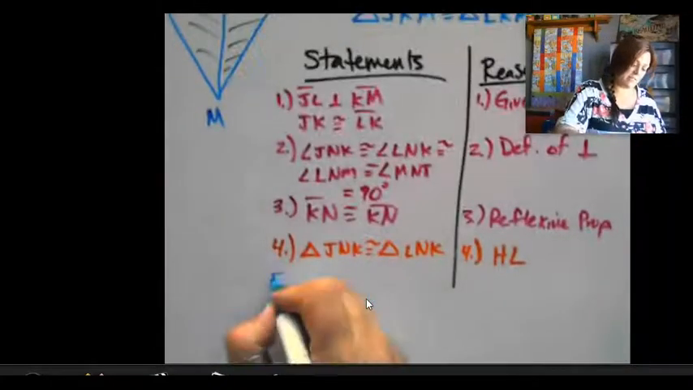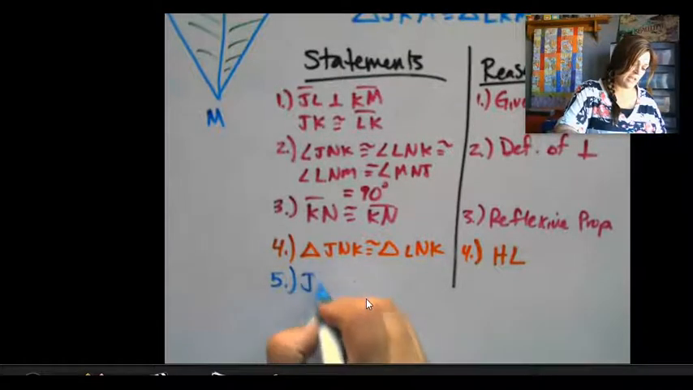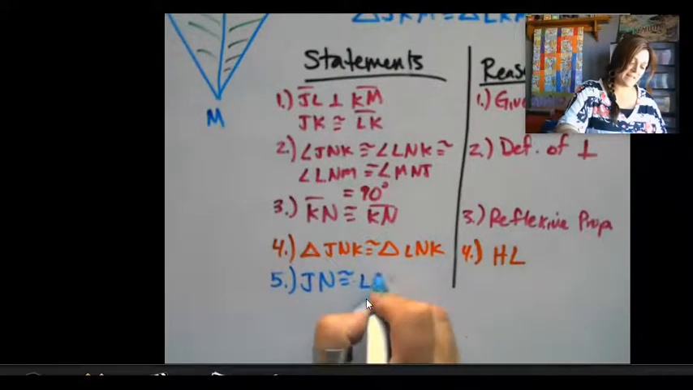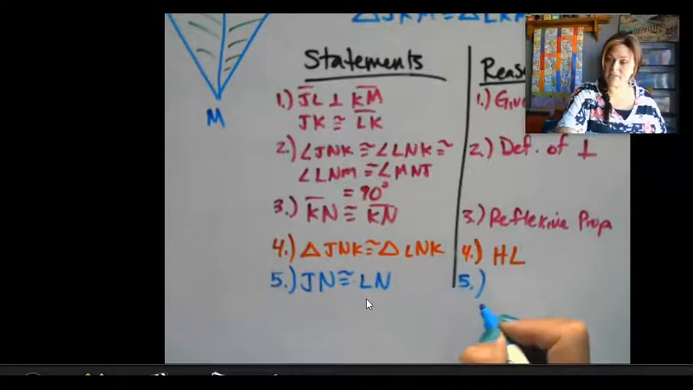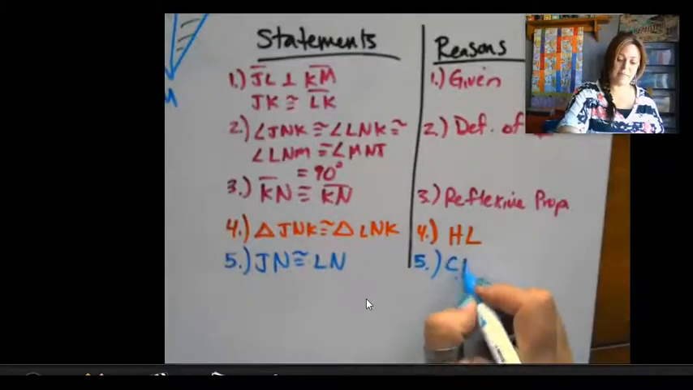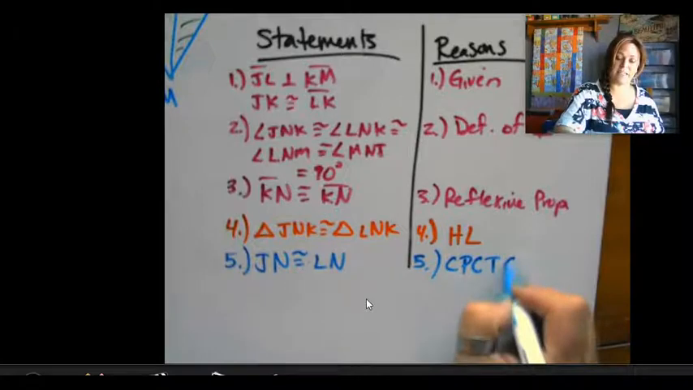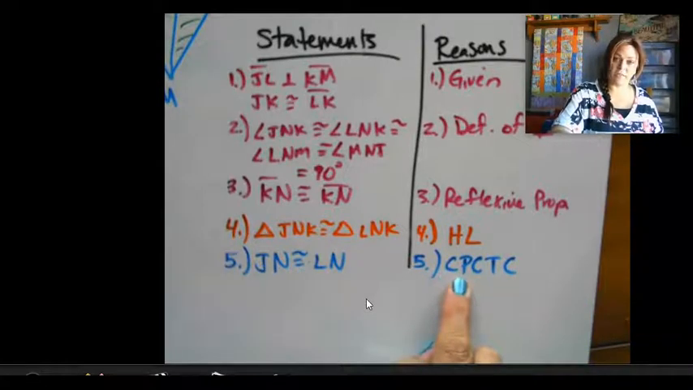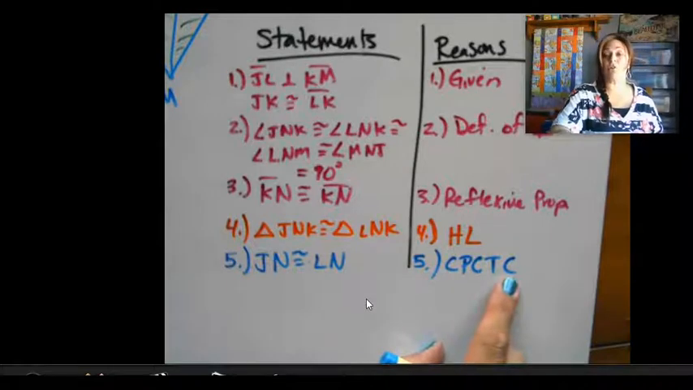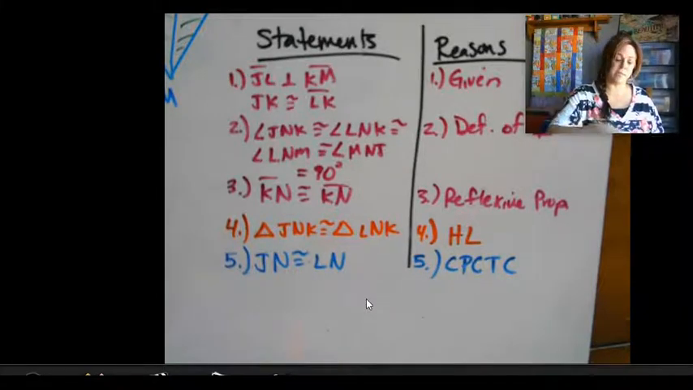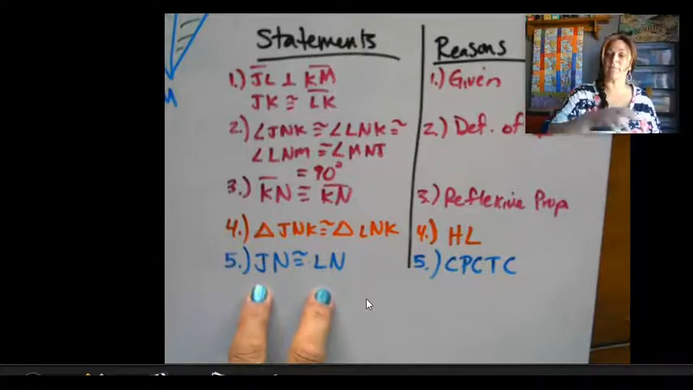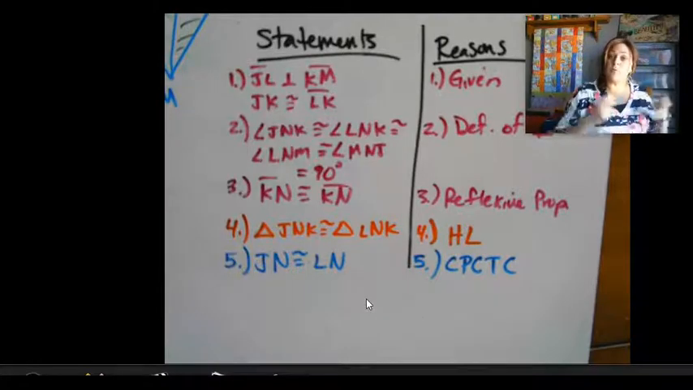But I'm going to say step 5, JN is congruent to LN. It's lots of capital letters. CPCTC. Corresponding parts of congruent triangles are congruent. Or you could just write out, once the triangles are congruent, then the side lengths would be congruent. Okay, that's okay too. So I just proved those sides are congruent.